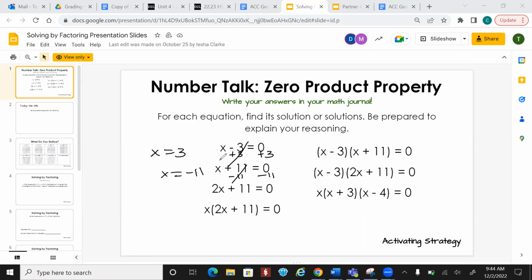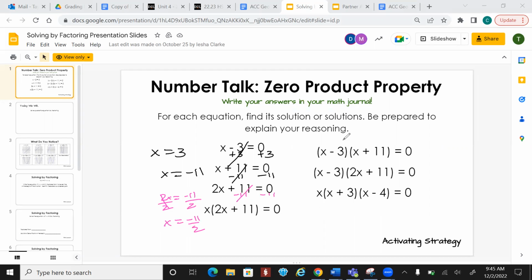Everybody with me so far? Okay, so then on the next one, we would subtract 11, and then we would divide by 2. So that's going to be x equals negative 11 halves, right? Negative 11 over 2. So subtract 11 and then divide by 2. That's going to be a negative 11 halves. Okay, cool.